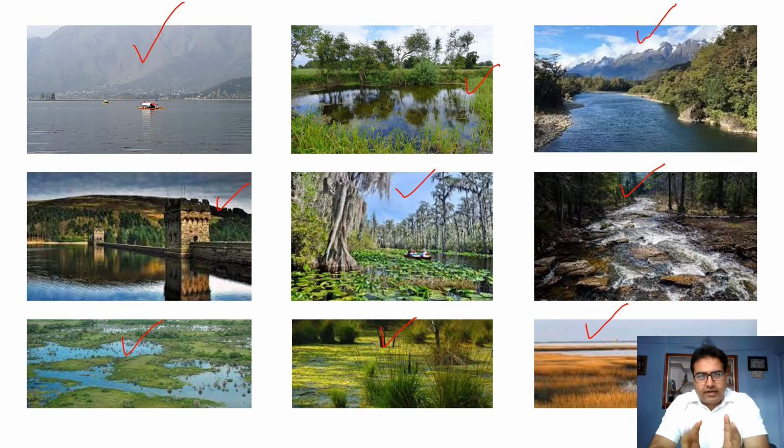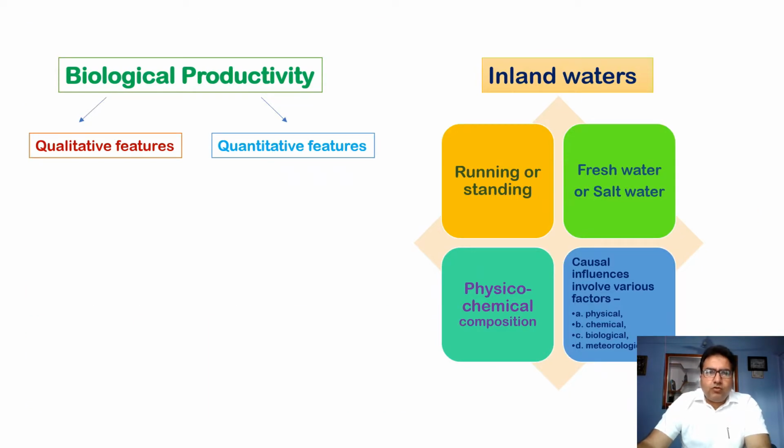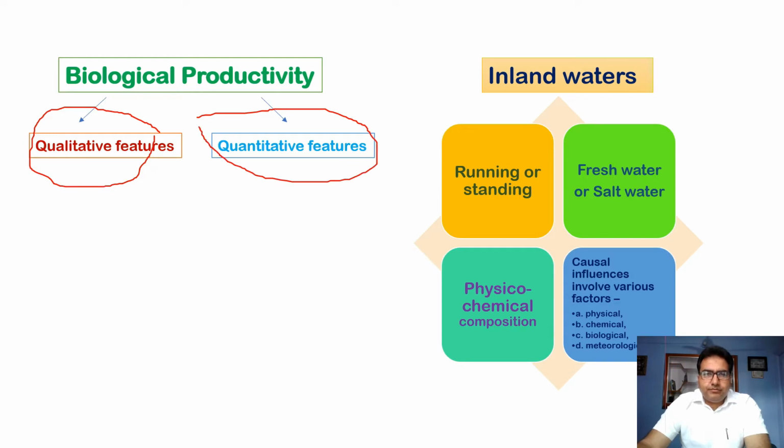Now, here two factors are very important. The first is biological productivity, and secondly, the influences. The influences can be different factors. That can be physicochemical factors, that can be biotic factors. When we talk about the biological productivity, as discussed in the definition of Welch, he said that the biological productivity as used in this definition includes the qualitative features and the quantitative features as well. Both these features are taken into account.